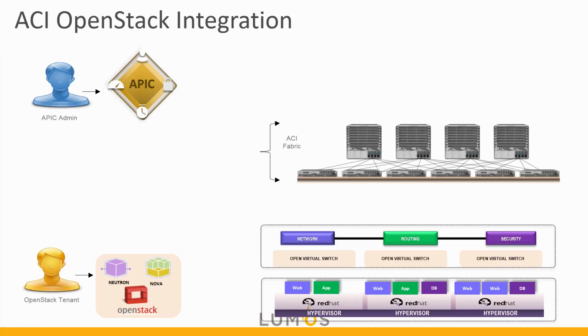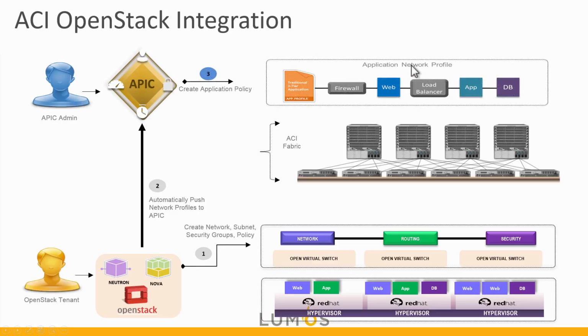So the OpenStack tenant is simply going to spin up their Nova instances, their VMs, and define their networks through Neutron, all of this done through the Horizon dashboard. And that's going to create network, subnet and security group policy, which will then automatically be pushed as application network profiles, EPGs, and contracts to the APIC, and that will create the application. And then, of course, the OpenStack tenant would instantiate their VMs. Once they instantiate their VMs, we would see that, and policy would then be pushed down from the APIC to the leaf switch.